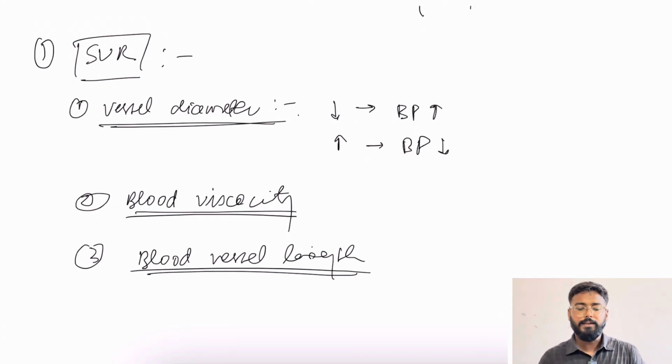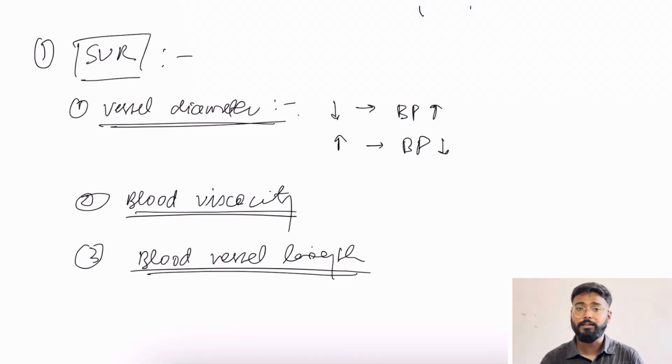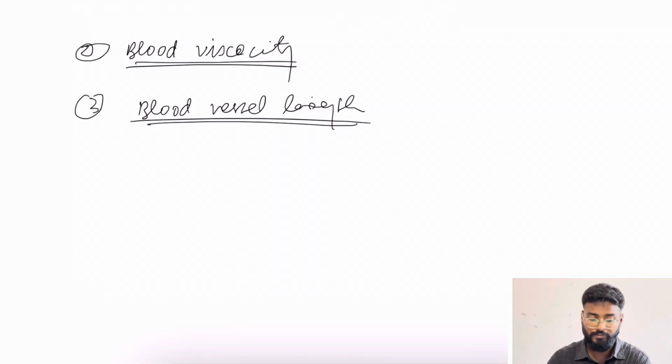So these three factors, your vessel diameter, the viscosity of blood, and your blood vessel length, are going to contribute to your systemic vascular resistance. And the blood pressure is one of the factors that contributes to your systemic vascular resistance, and that is affected by the diameter of your vessel. Whenever the vessel gets constricted, the BP is going to increase, and vice versa.